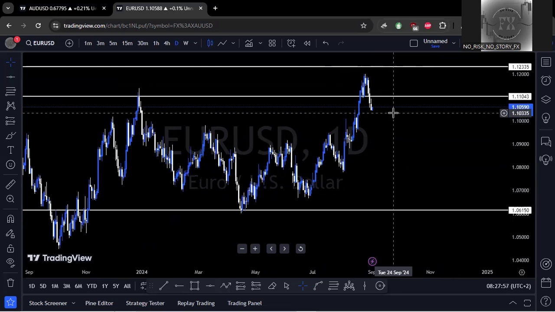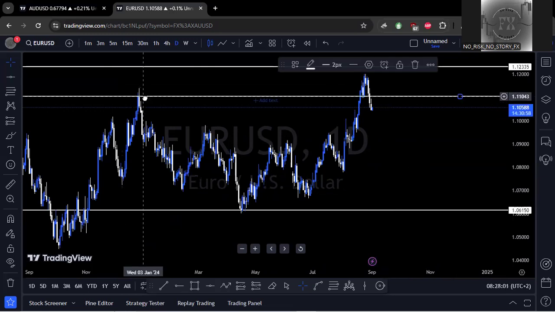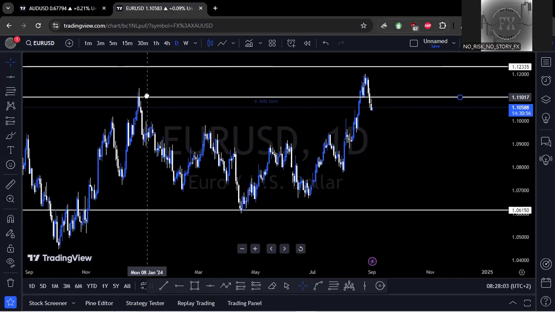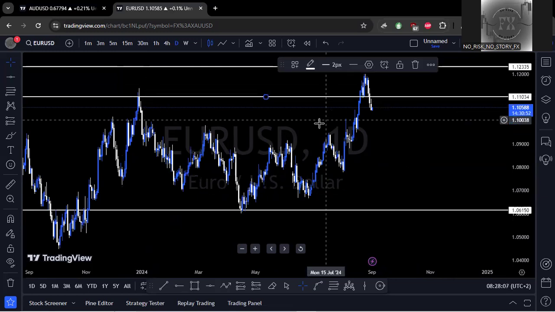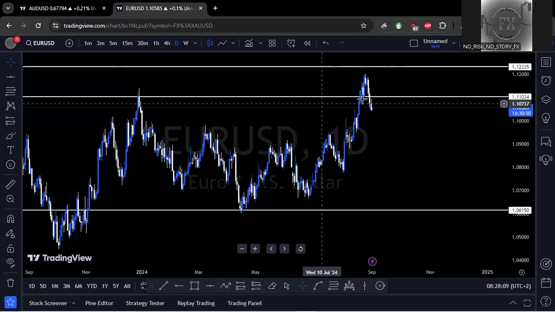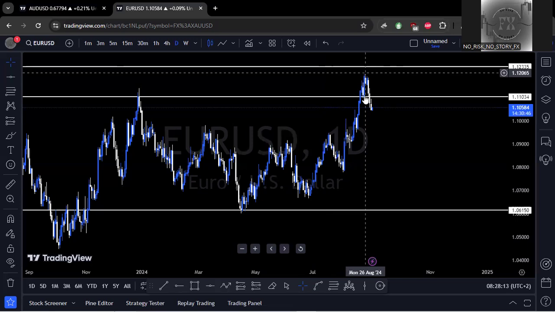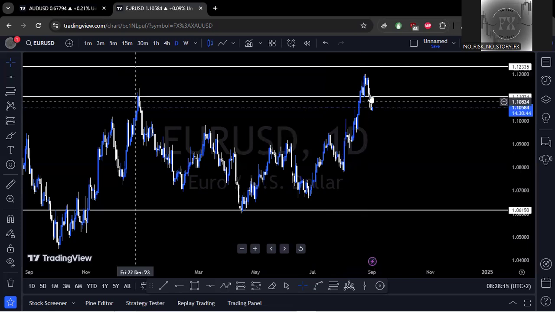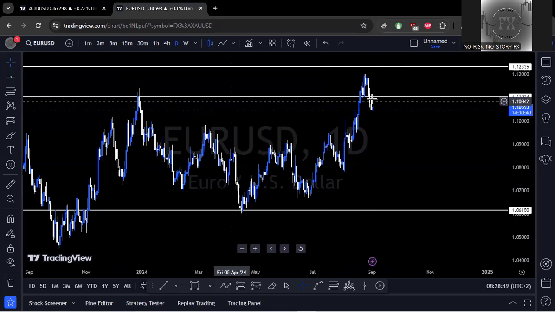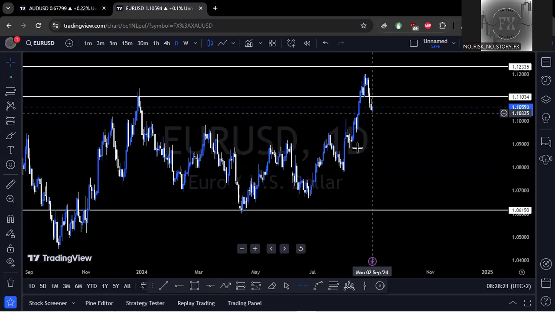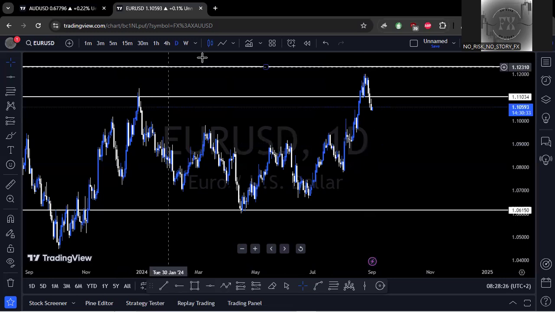But what I can see here is that the market closed below the structure point here. As you can see, if it closes above, it buys. Now it closed below the structure point here. What I can see is that when it closed below the structure point, it sells. So what can we expect from the market?